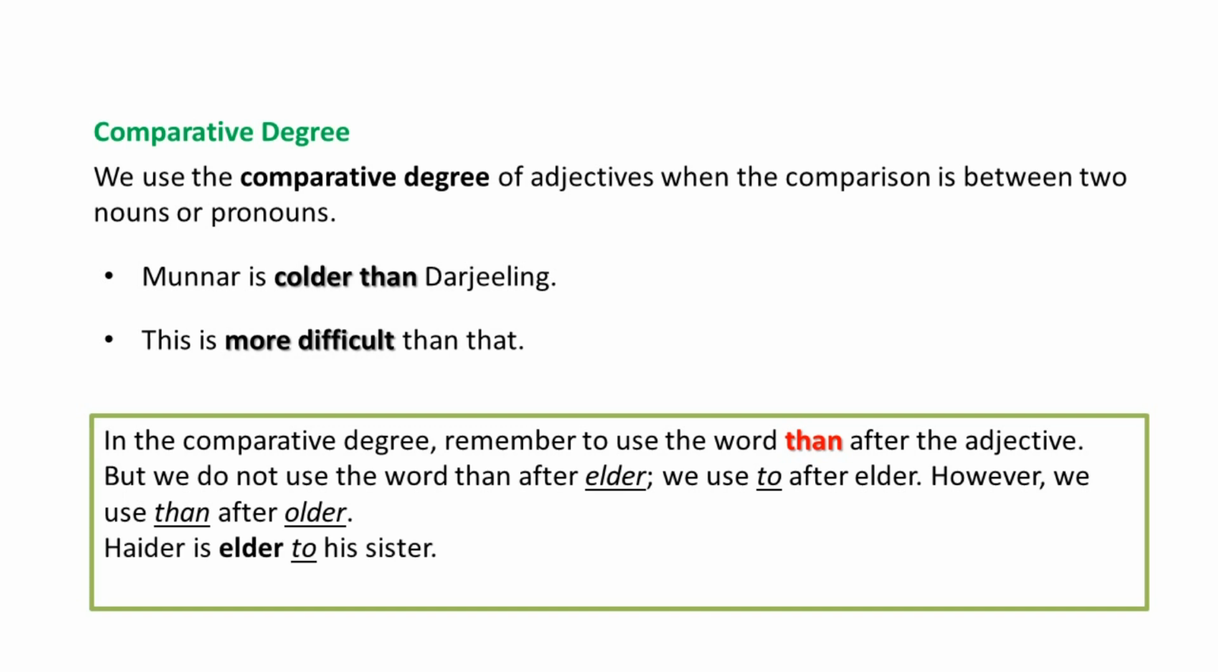Haider is elder to his sister. Haider is older than his sister. So if you are using the word elder, you must use to after the adjective elder, instead of than. If you are using older, then you must use than after the adjective older. So once again, let us read those examples. Haider is elder to his sister. Haider is older than his sister.